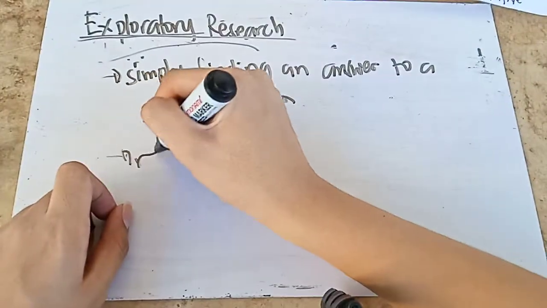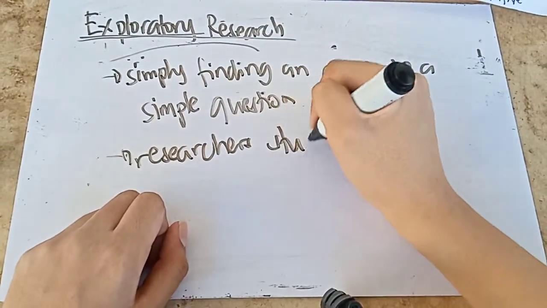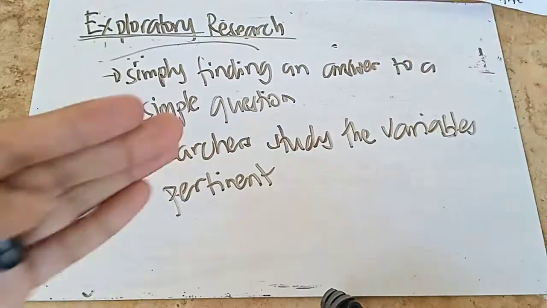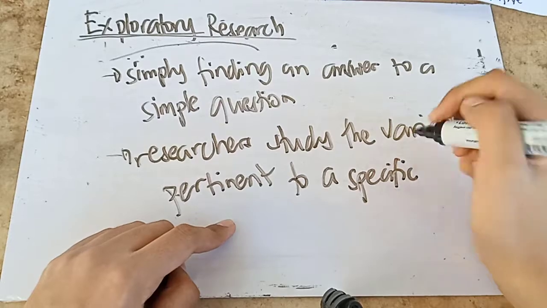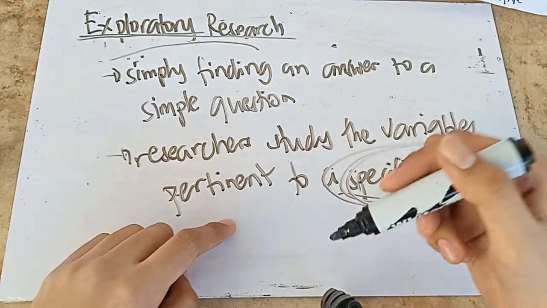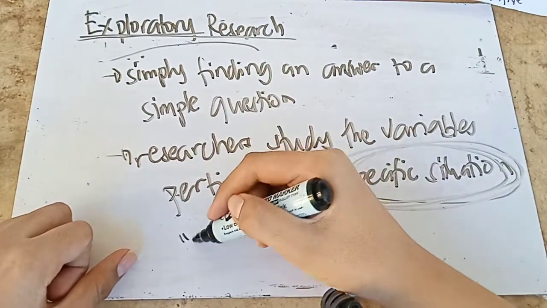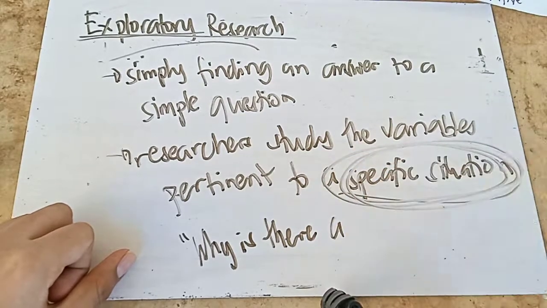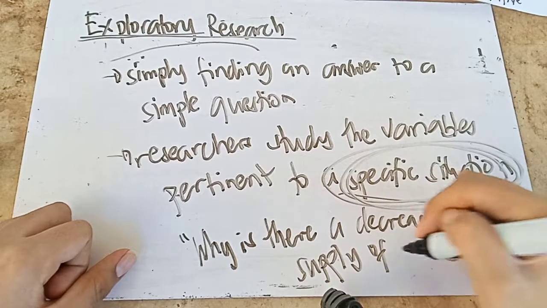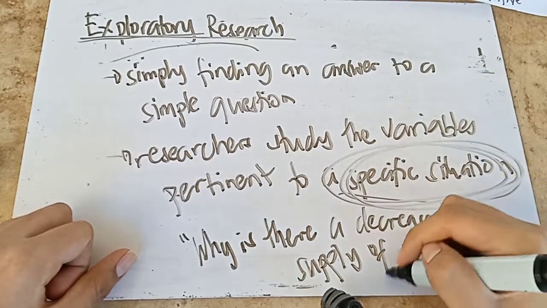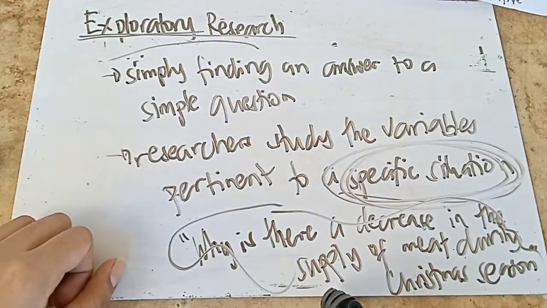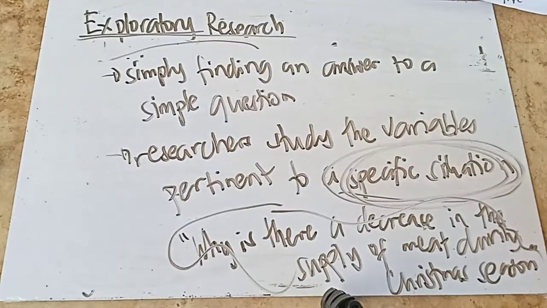So the researchers study the variables pertinent or that exist only to a specific situation. Meaning to say, the scope is not that broad. It just aims to answer a specific question or specific situation. And in our example, what is that specific question? Why is there a decrease in the supply of meat during Christmas season? So in exploratory research, we just try to answer this one without even having experimentations or graphical representations.